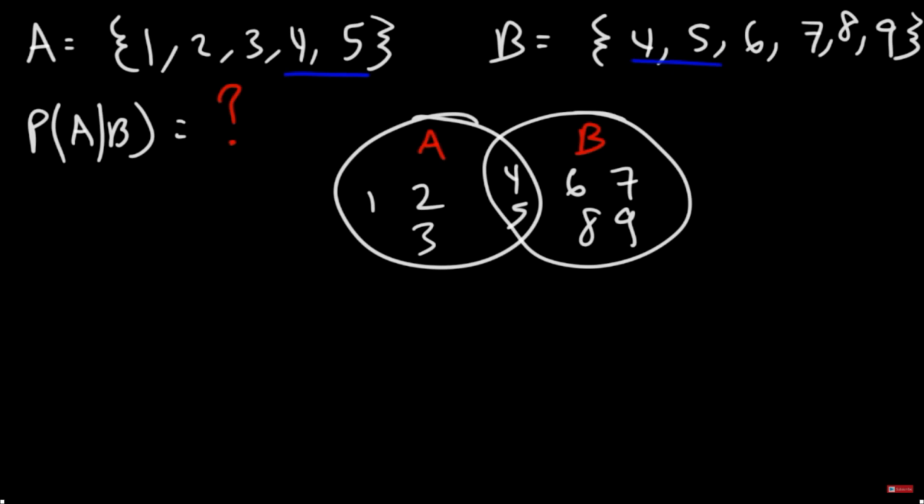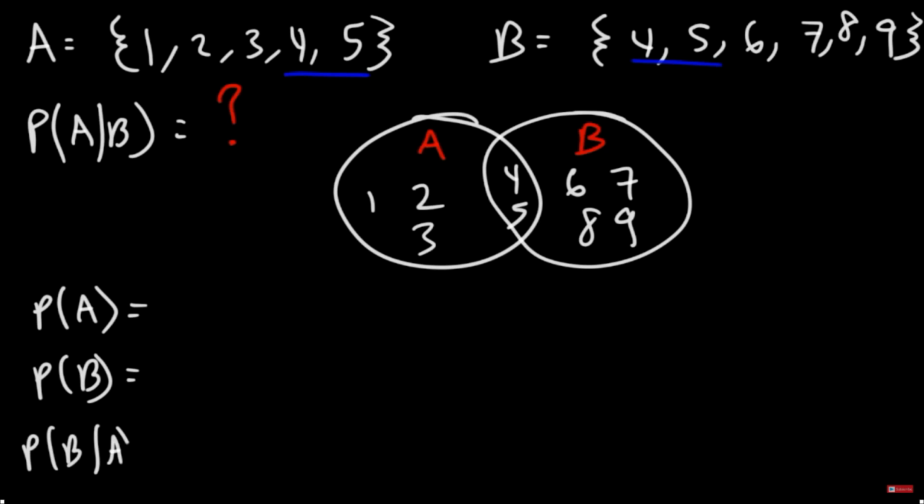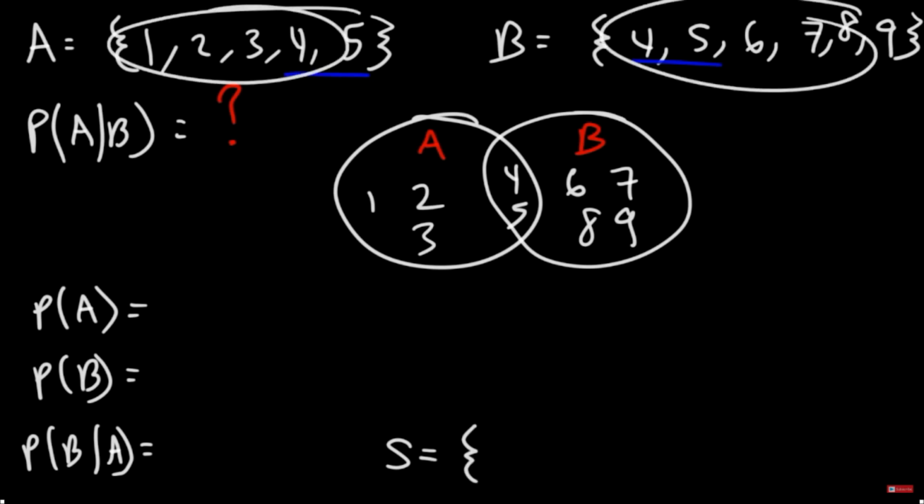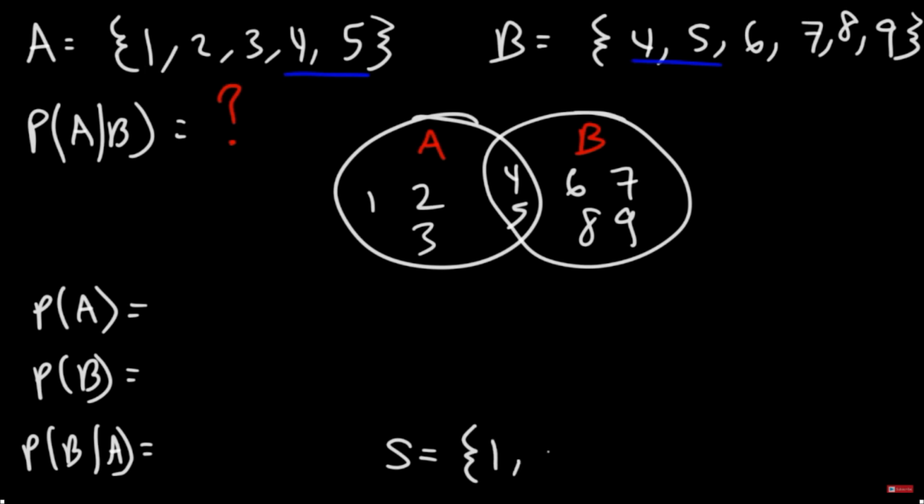Now, in order to calculate this using Bayes' theorem, we need to know the probability of event A occurring, the probability that event B will occur, and the reverse conditional probability, the probability that B will occur given that A has already occurred. So what is the probability that A will occur? Well, we need to write the sample space. The sample space represents all of the possible numbers, the numbers in A and B. So the numbers that we can get represent all of the natural numbers from 1 to 9.